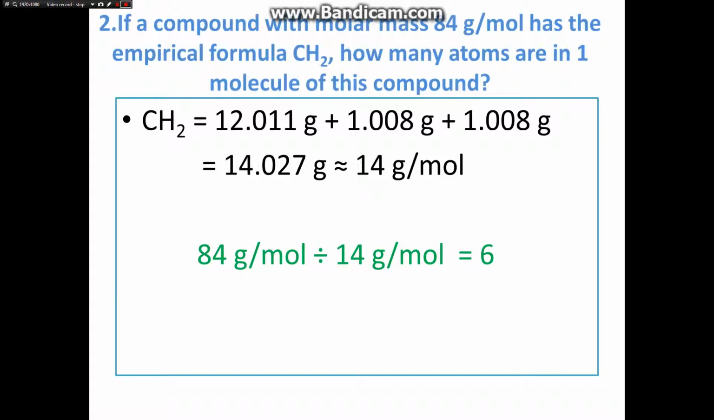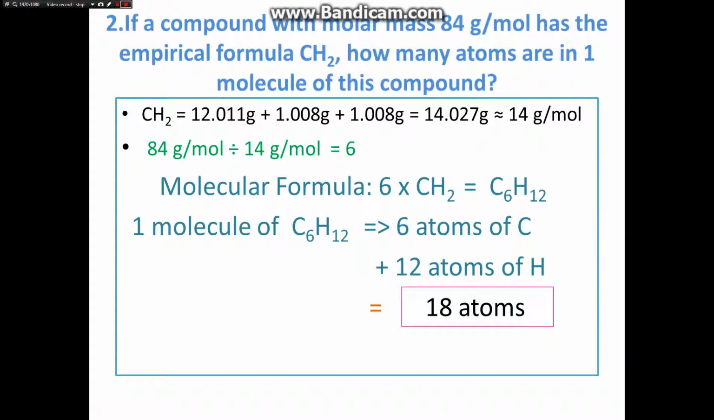You'll then do molar mass divided by the molar weight of CH2, which is 84 grams per mole divided by 14 grams per mole, which will give you 6. Now that you have gotten 6, you will then multiply 6 to every atom in the empirical formula, which will give you C6H12. So, you know that there are 6 atoms of carbon and 12 atoms of hydrogen. Add them up, that will give you 18 atoms in one molecule of C6H12. Your answer is therefore 18 atoms for this question.